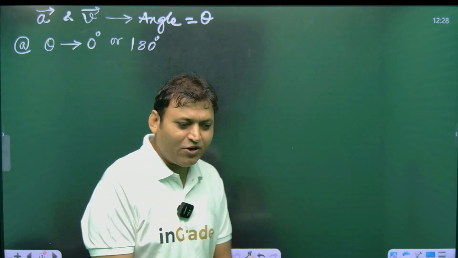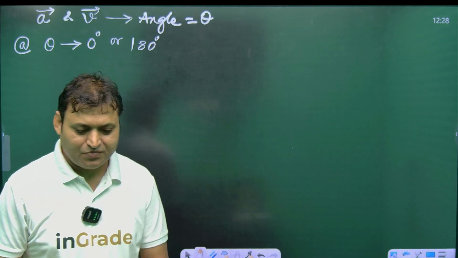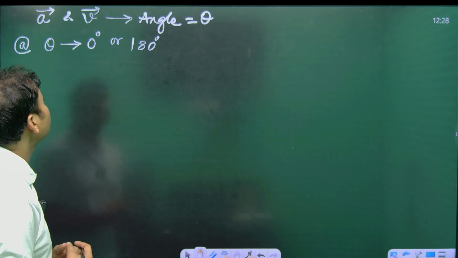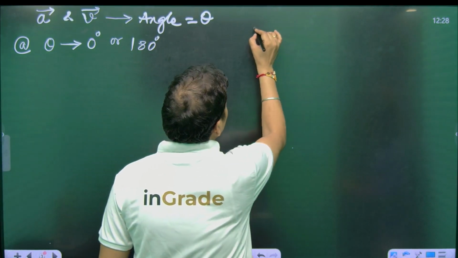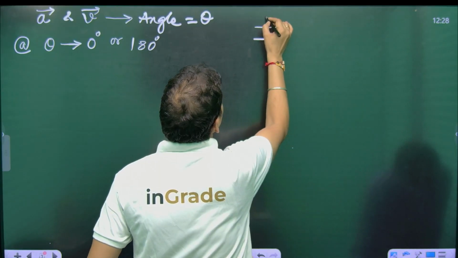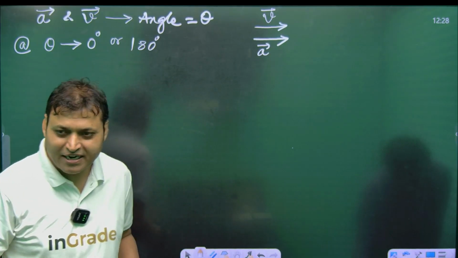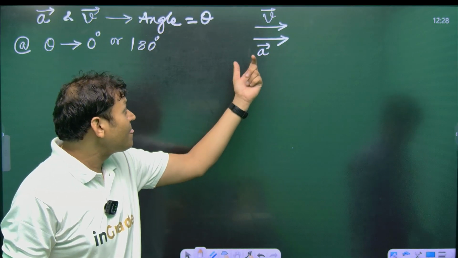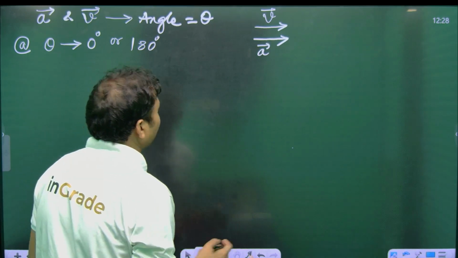What is the meaning of 0 degree angle? When the angle is 0 degree, it means velocity and acceleration are in same direction. When they are in same direction, it means there is an accelerated motion. This is called as accelerated motion.